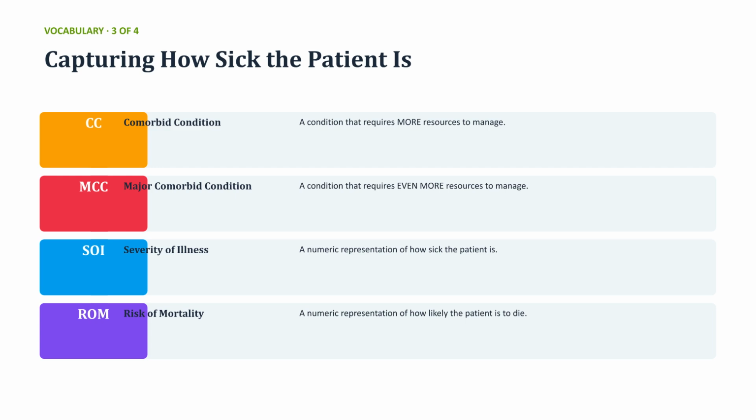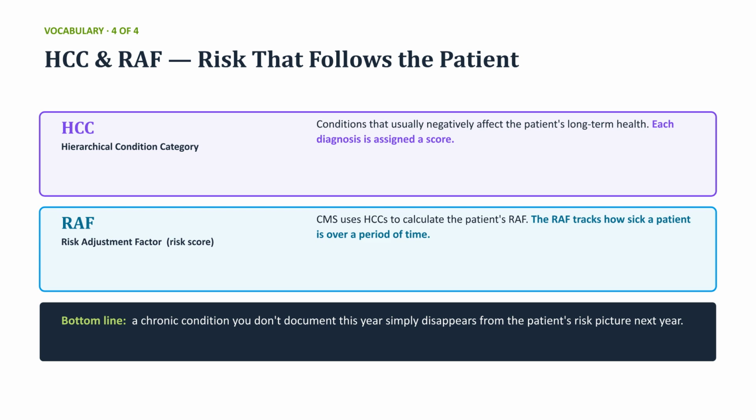Capturing patient acuity relies on identifying comorbid conditions. A CC requires more resources to manage, while an MCC, or major comorbid condition, requires even more. These impact the SOI, or severity of illness, and the ROM, or risk of mortality. Documenting these conditions accurately reflects the patient's actual clinical needs.